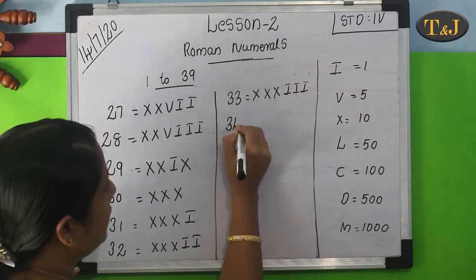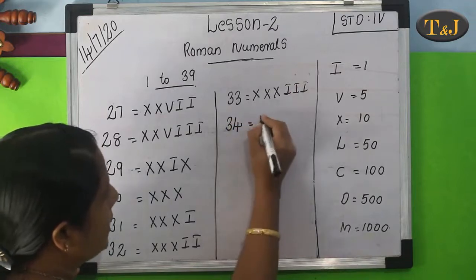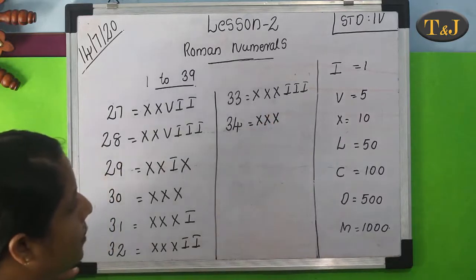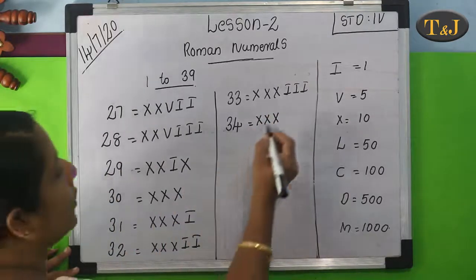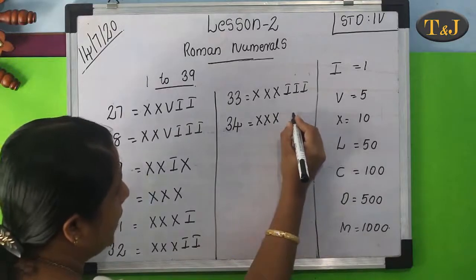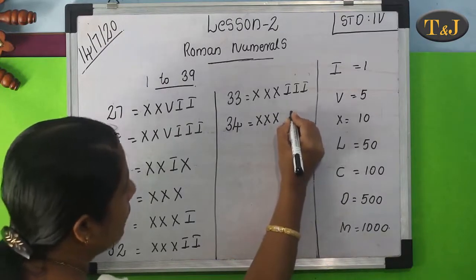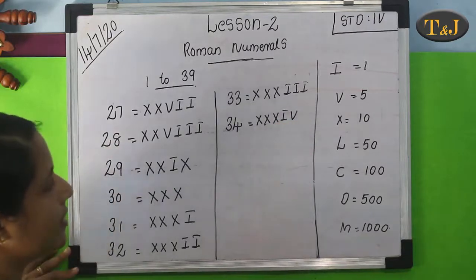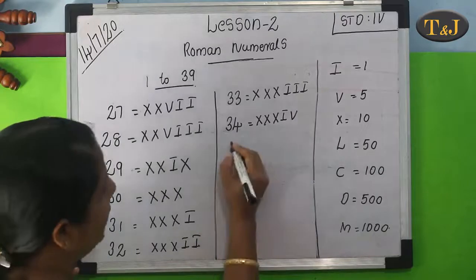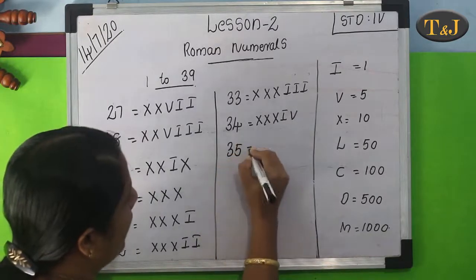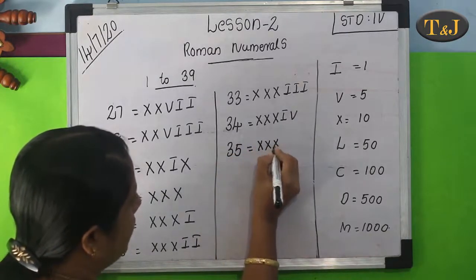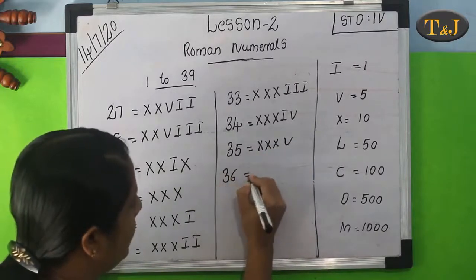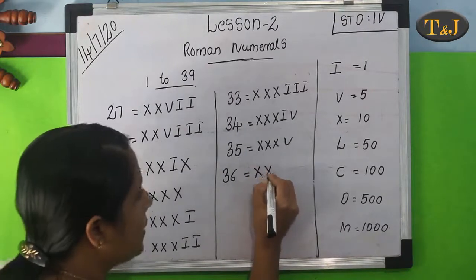Next we want the number 34. That is 30 plus 4. 30 equals XXX. Then how can we write the number 4? 4 is subtracting, 5 minus 1, that is 4. So we write first V and before that writing the Roman number I. That is XXXIV equals 34. Then 35 equals XXXV. Then 36 equals 30 plus 6, that is 30 equals XXX.